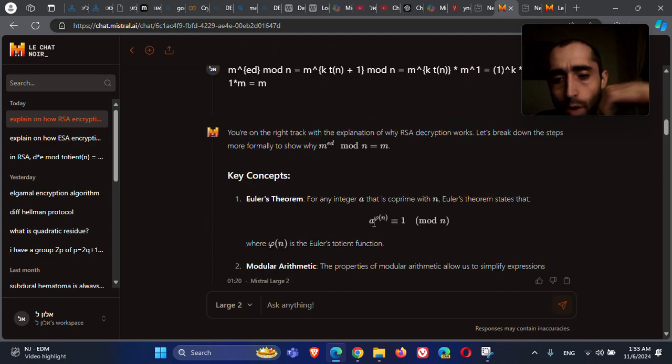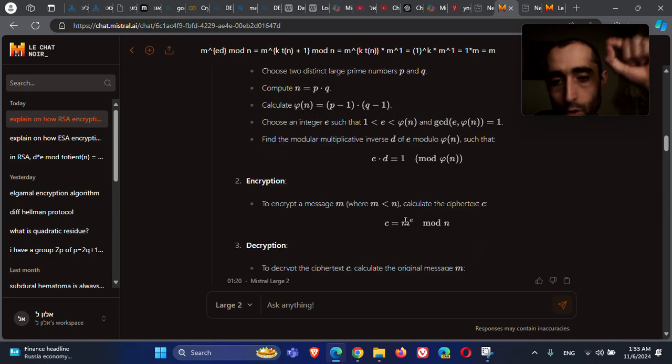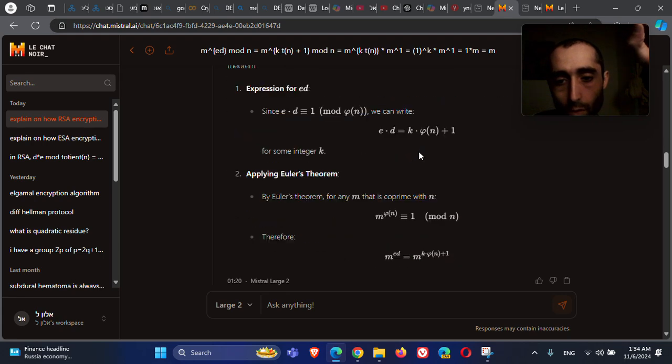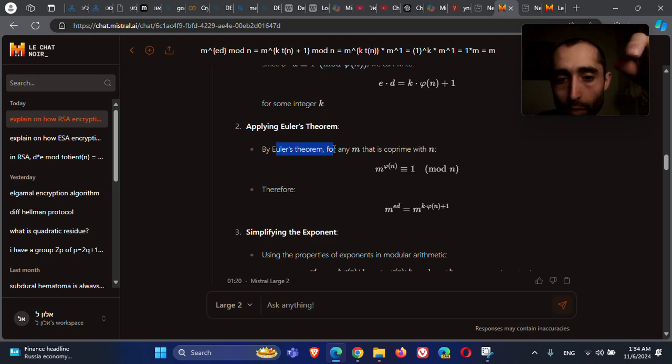We saw the Euler theorem, remember? This is when a is coprime with n, so a to the power of totient of n equals 1. We used it for the decryption, because ed equals 1 mod totient n. So e times d equals k totient n plus 1. And we know that m and n are coprime, so m to the power of totient n equals 1 by Euler theorem.